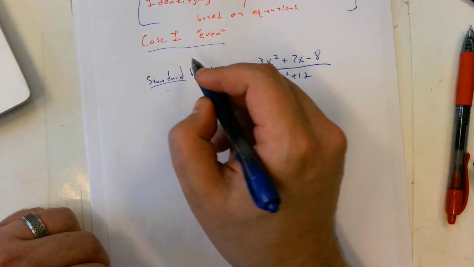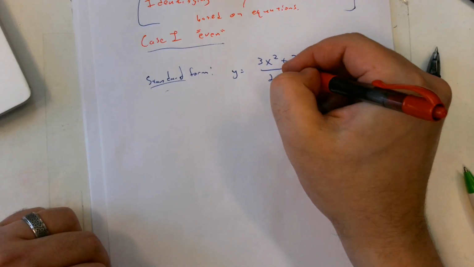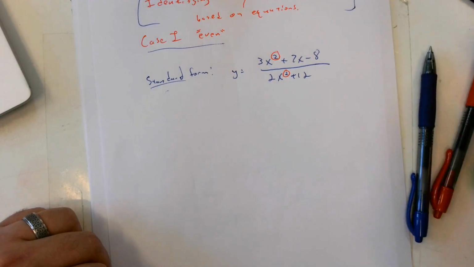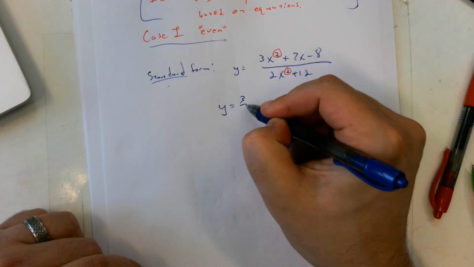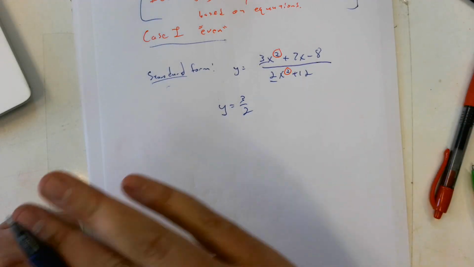I see that this is case 1 because I've got two exponents of 2. In standard form, we just check exponents. Y equals 3 over 2. This 2, this 3. Boom.